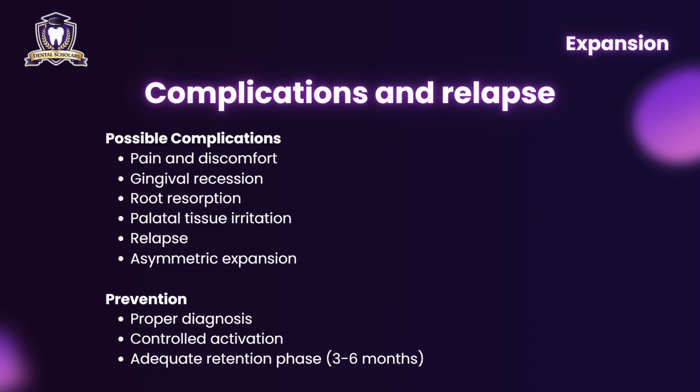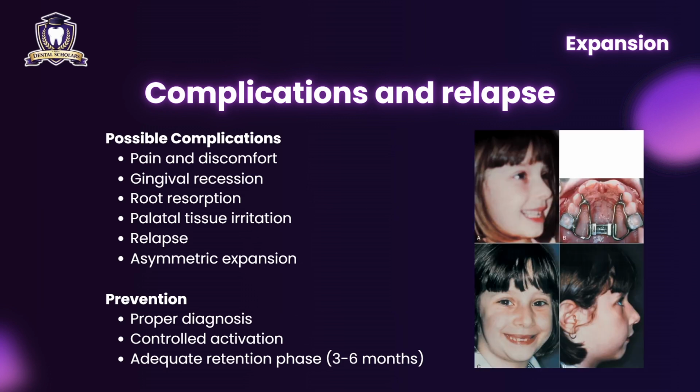Now let us see the possible complications with any expansion procedure. The possible complications include pain and discomfort, gingival recession, root resorption, palatal tissue irritation, relapse, and asymmetric expansion. One other important complication that is possible is that any rapid maxillary expansion that is carried out at a very young age, like in case of 5 years old, is likely to cause nasal changes like nasal hump and paranasal swellings. So all these complications can be prevented by proper diagnosis, controlled activation, followed by adequate retention phase.